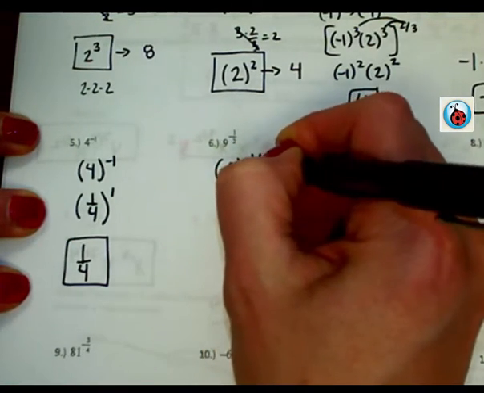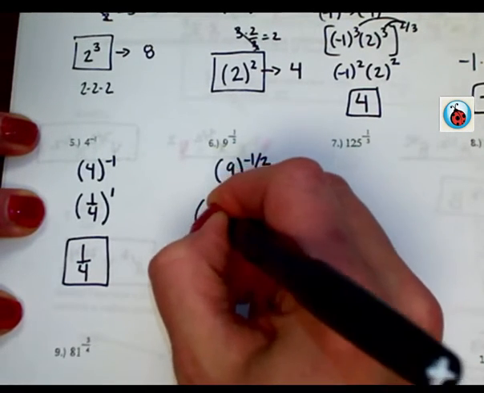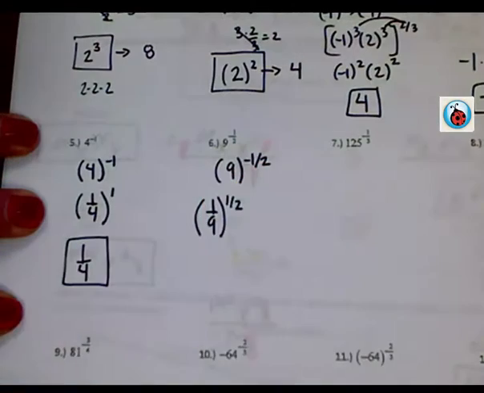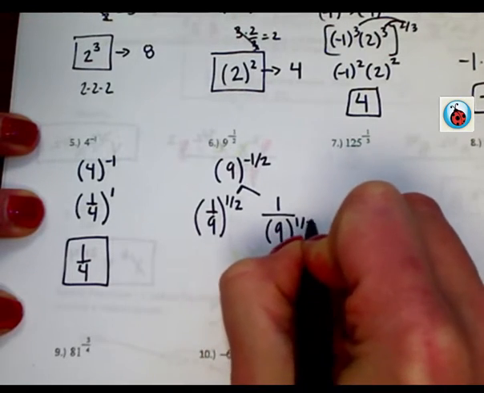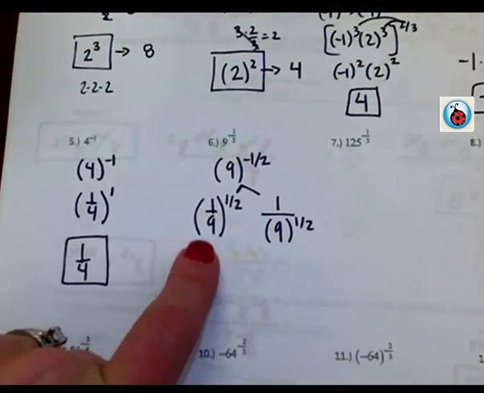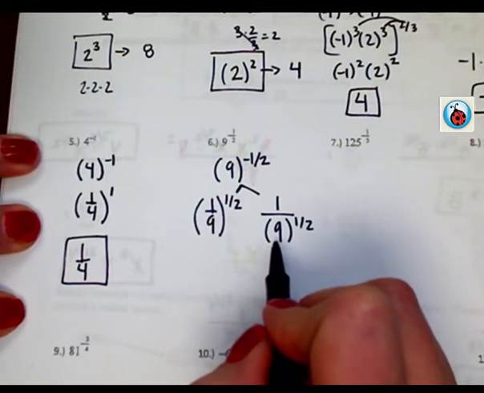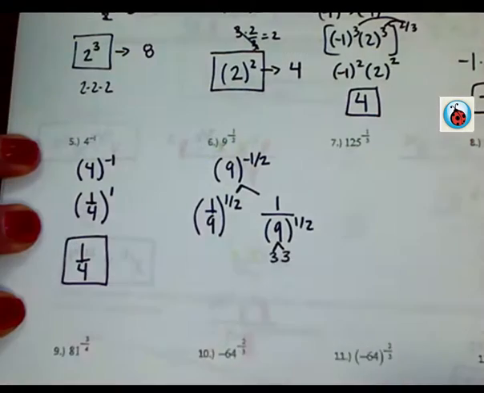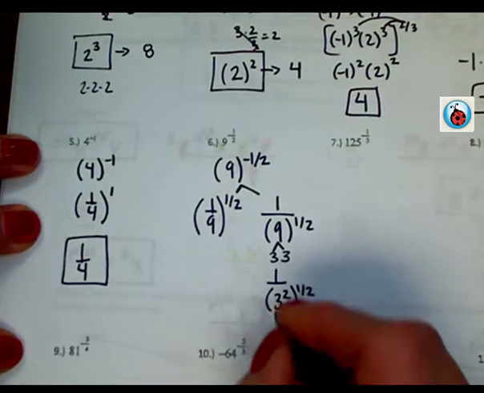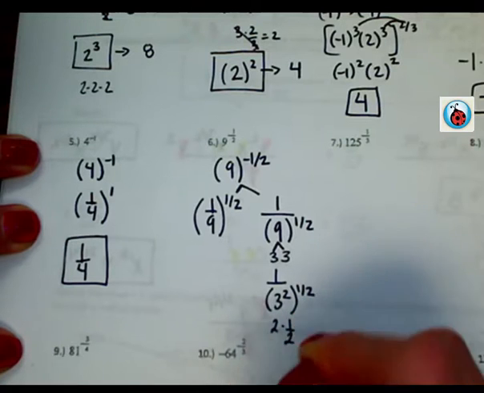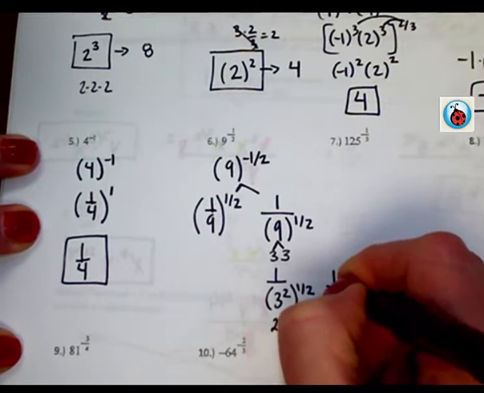9 to the negative 1/2. All right, so 2 ways to rewrite this. One way is to do this. The other equivalent way is to actually take 1 over that base. Sometimes the first way is more user-friendly, sometimes the second way. In this particular case, I'm going to do this one. Okay, the factor tree for 9 is 3 times 3. And so this is 1 over (3 squared) to the 1/2. Okay, exponent rule, 2 times 1/2 is 1. Okay, so that gives me 3 to the 1st.